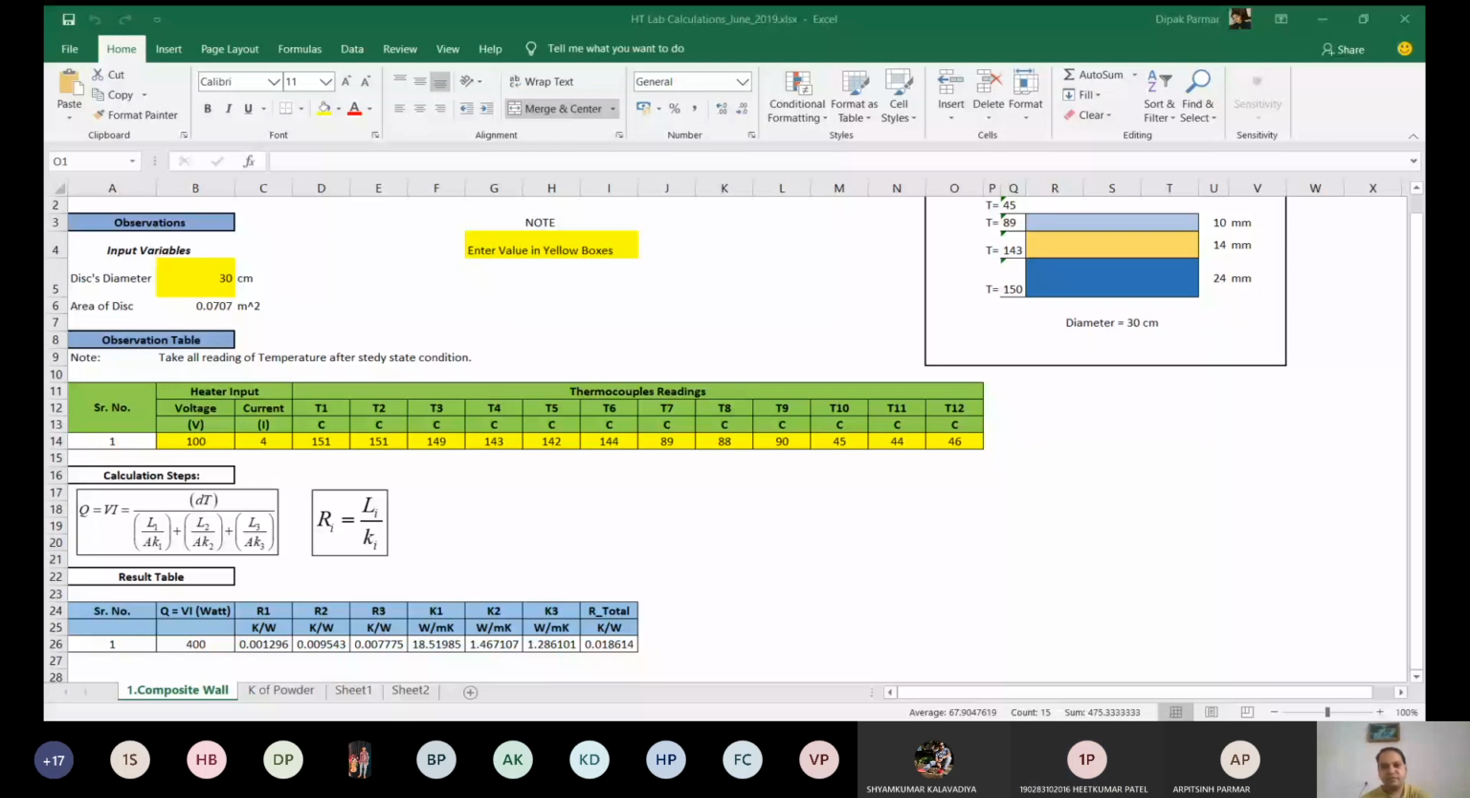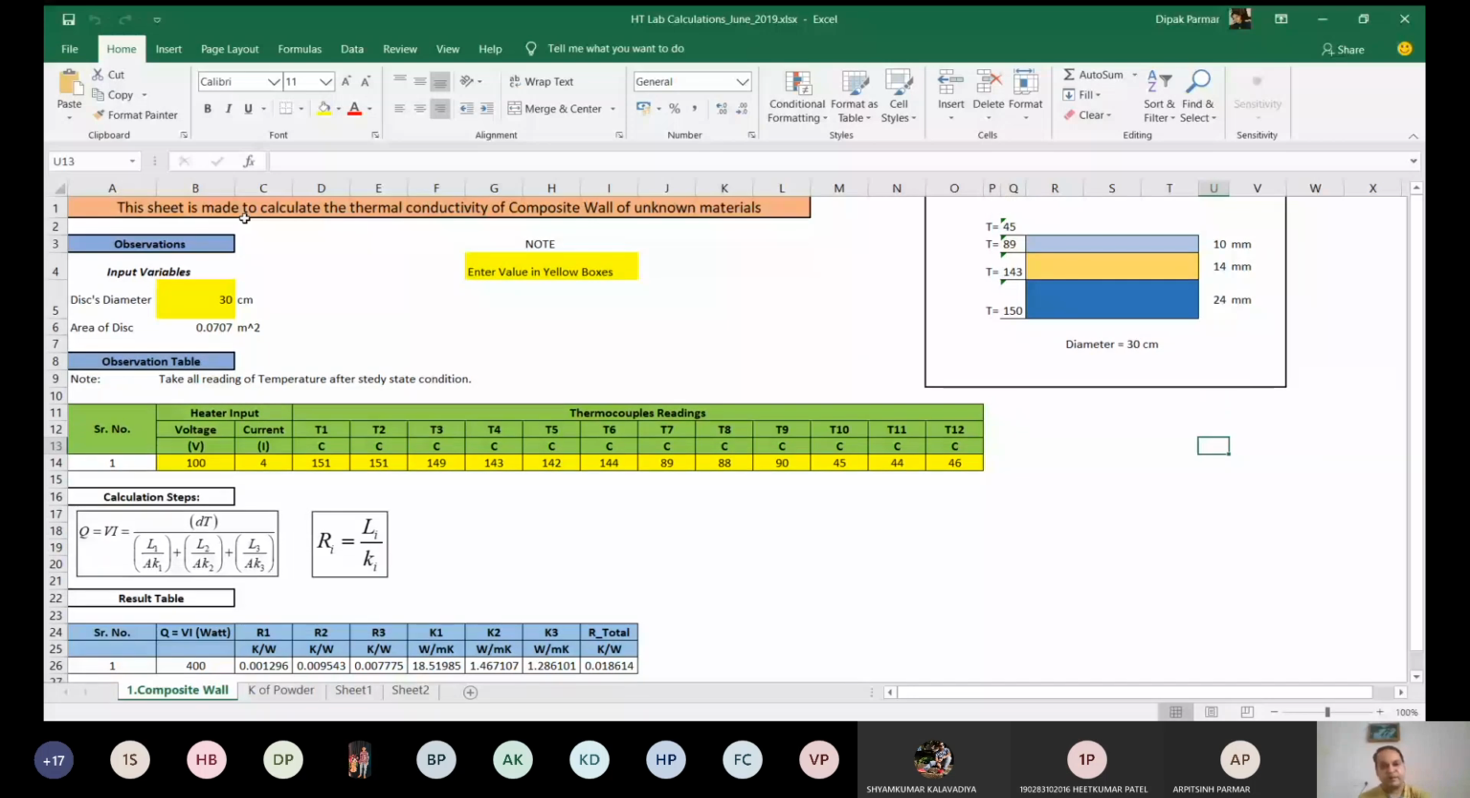This particular Excel sheet is made to do a calculation of conductivity of the first experiment. As I explained, this sheet is made to calculate the thermal conductivity of a composite wall. In this sheet, you can see the different colors, and I have mentioned here to enter values in yellow boxes. I will share this file with you. Please don't alter the values or equations entered into different cells. You just change the value in the yellow column, and when you change this value, it will do an automatic calculation here. So I am showing you, suppose for the data given to us right now, the disc diameter is given as 30 centimeter.